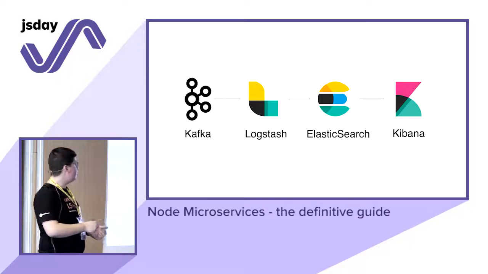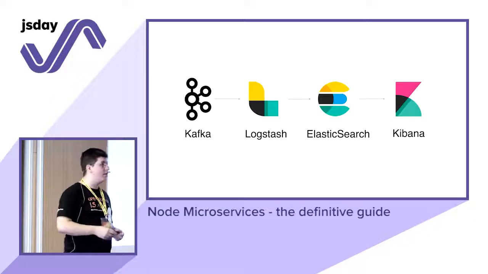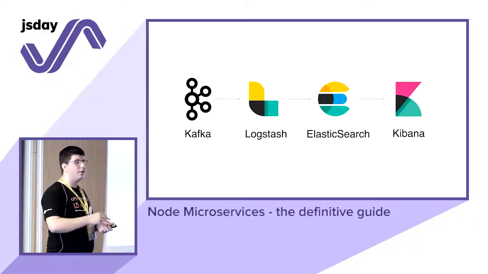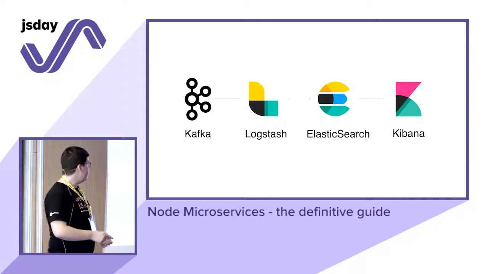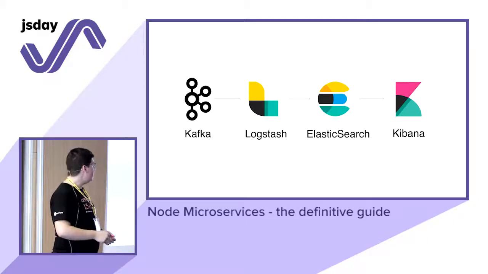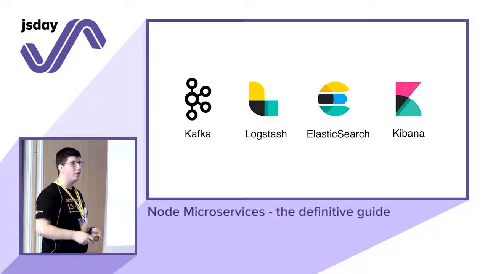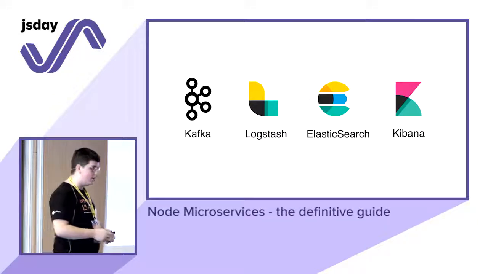So Logstash is basically a middleware between Elasticsearch and Kafka that tells what messages, what topics to look for, and how to save them in Elasticsearch. Elasticsearch basically saves and indexes the messages, and Kibana is the UI that helps you to just see the logs and search them. It really has a nice UI.